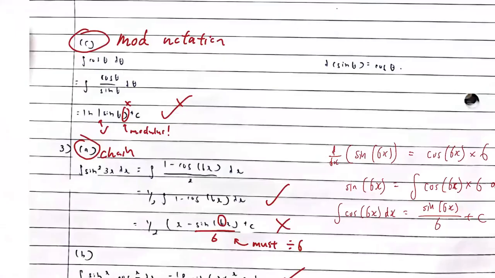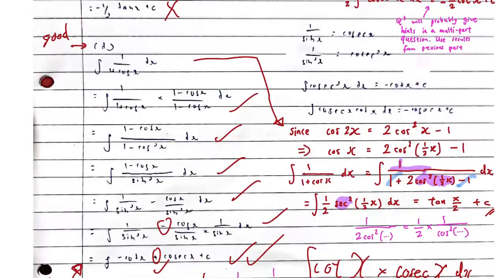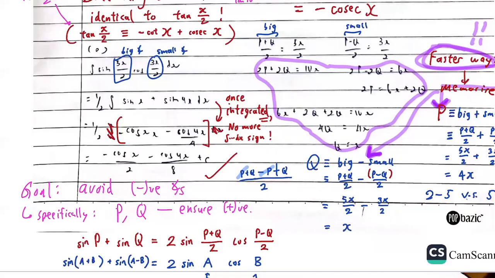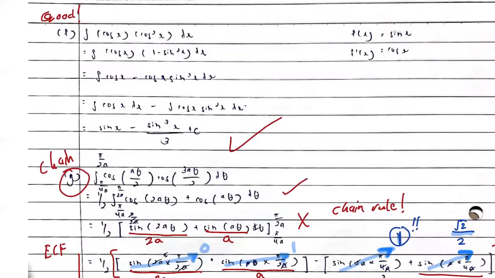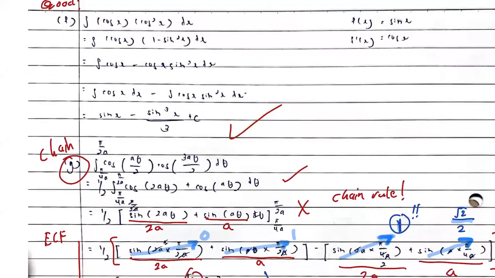Okay, moving on. This is correct. Which is the next one that I got wrong? This is good. Okay. Chain rule again.